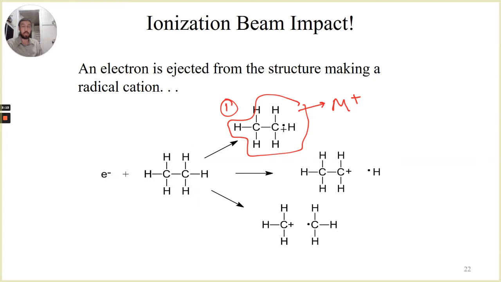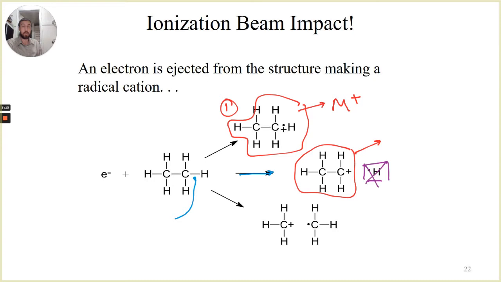The other possibility is that that electron comes in, kicks it, but this time it destroys the bond. Note, the bond is now broken. I don't have that bond anymore. Well, the instrument only detects positively charged particles. So this hydrogen radical, I don't see. But what does make it through is the rest of this. And so now I'm going to see a signal for that. Well, that is now one less than the M+.